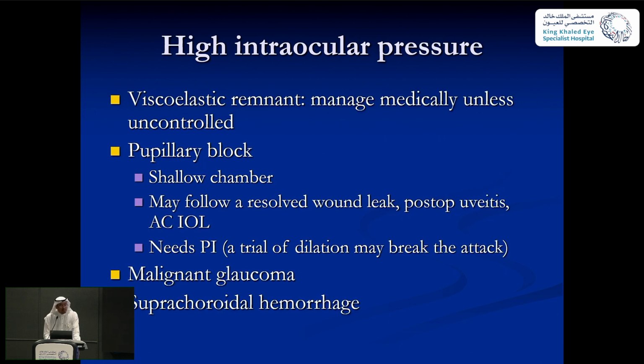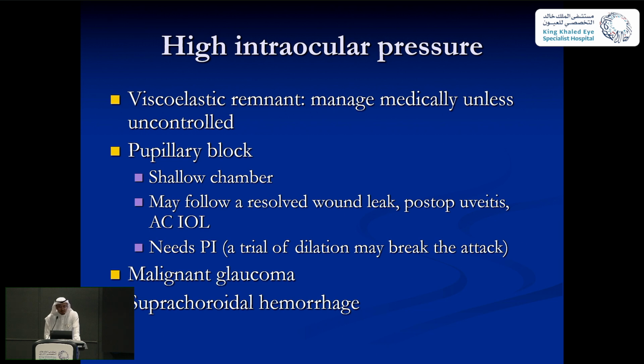High intraocular pressure can happen on day 1. It can be due to retained viscoelastic material in the anterior chamber. We manage medically unless uncontrolled, then we can go ahead and evacuate the viscoelastic. I remember one type of viscoelastic that usually caused high intraocular pressure. It is not there nowadays, but we used to prescribe Diamox routinely for patients, and some patients had to go for visco aspiration after the surgery. So this can cause high intraocular pressure.